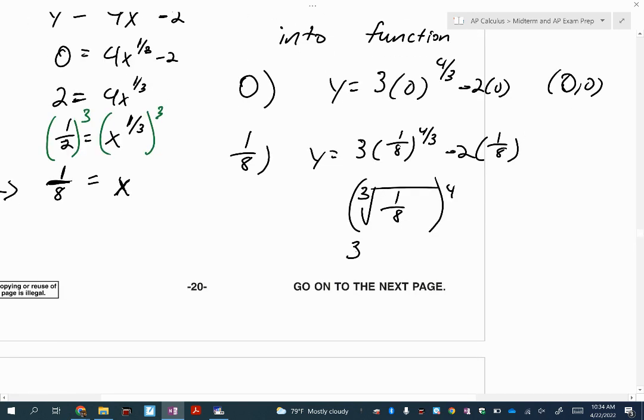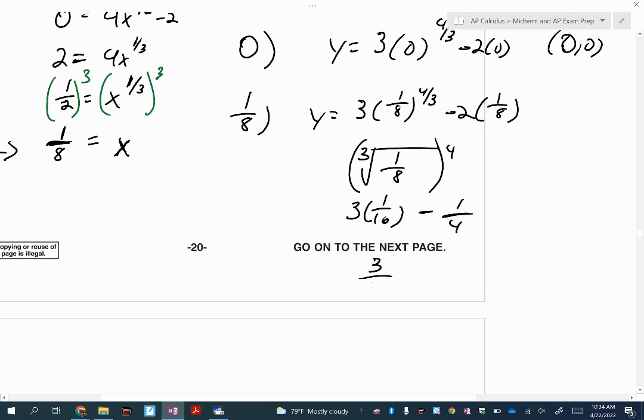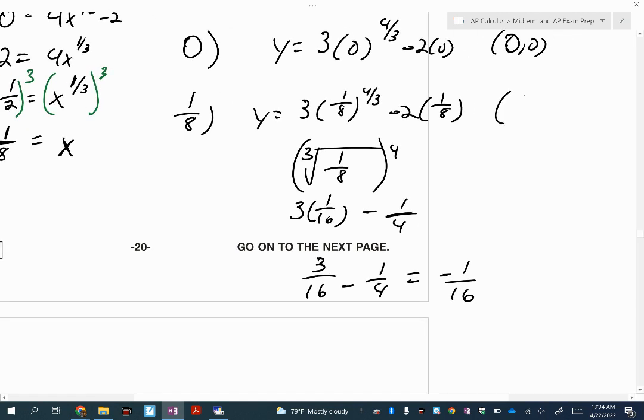So this is going to be 3 times 1/16 minus 1/4. So that's 3/16 minus 1/4. How can I rewrite 1/4? I'm going to write it as 4/16. So 3/16 minus 4/16 equals negative 1/16. So here's my ordered pair. Not done yet. We still need to plug in the other endpoint, 1. So if we plug in 1, we're close.